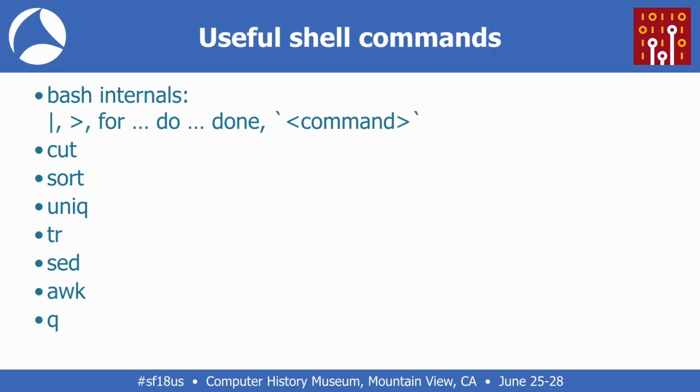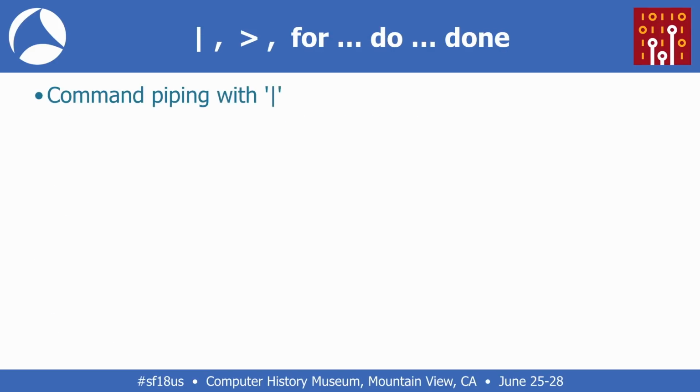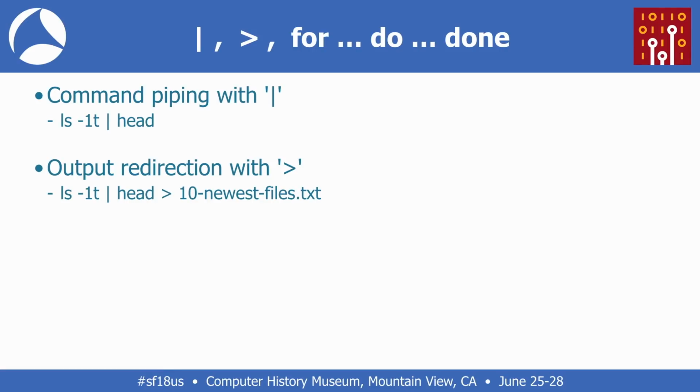But let's start with the bash internals. Whenever you have a command and it has output, you can pipe the output of one command to the input of another command with the pipe character. So ls -1t pipe head gives you the first 10 entries of your directory list. Then you can redirect the output to a new file, and you can loop through things.